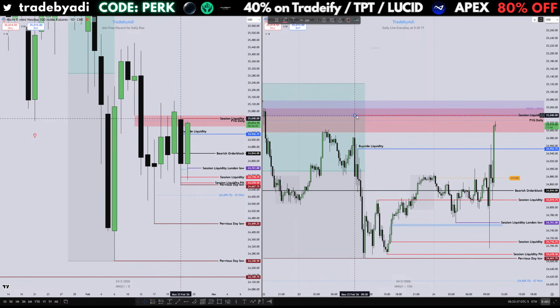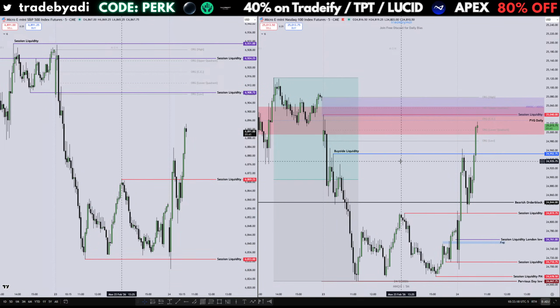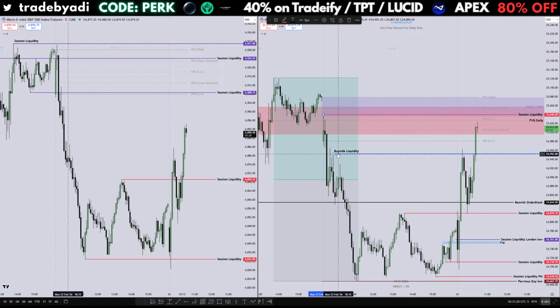That's why I mark this as buy side liquidity. This buy side liquidity, I mark this buy side liquidity. And whenever I'm marking the buy side liquidity, if you check, we are getting some kind of strong rejection or reaction from those things. And once we get a reaction, it will be the retracement.